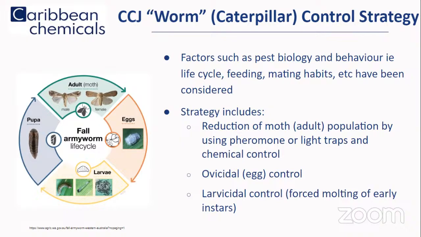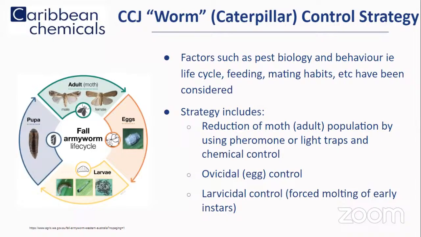So the strategy includes reduction of mating, and this is the adult stage of the insect. So we target the adult to really eliminate it. Once we suppress the adult population, then we also suppress the eggs. And if we suppress the eggs, we also suppress the larvae. So we also have the population of the insect under control by this. We also look to target the eggs of the insect, and for this we will implement our chemistry which has an ovicidal effect, which will effectively control the eggs of the insect.